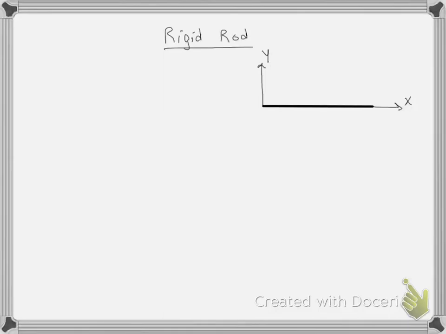Hey everyone, in this video I'll be deriving the expression for the moment of inertia of a rigid rod as seen in the upper right. Now this rod can be assumed to be of uniform mass density and it's of length L. We'll call it of length capital L.